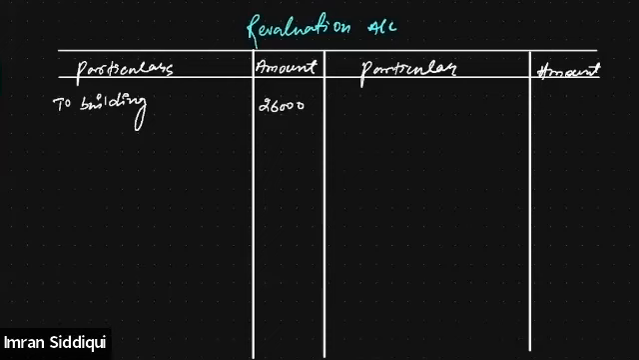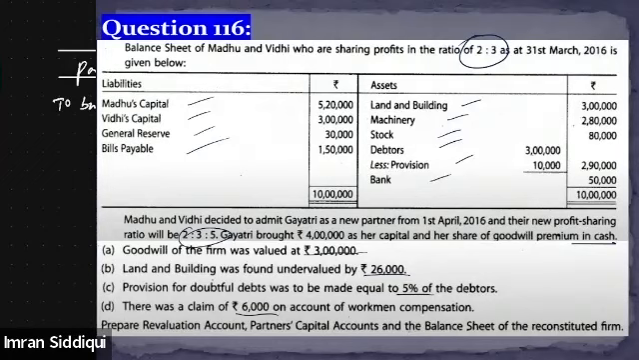All right. So I was talking about that building undervalued by 26,000. We have recorded that on the debit side of the revaluation account. Then the question says that provision for the doubtful debt was to be made equal to 5%. Right now the provision that we have made on debtors is 10,000. Just tell me, 5% of 3 lakh is how much? It is 15,000, right?